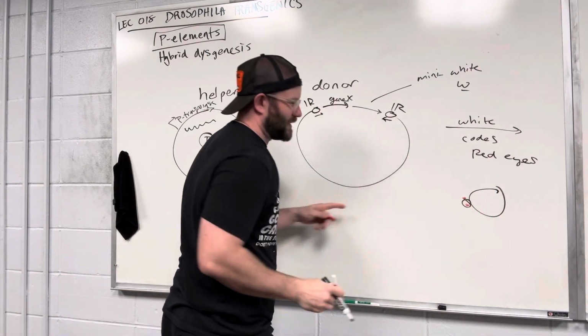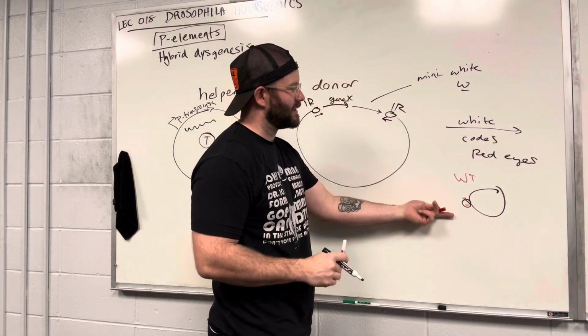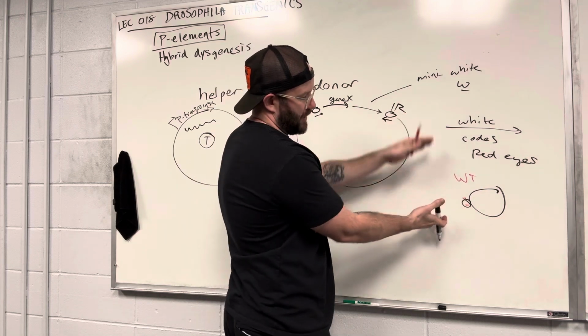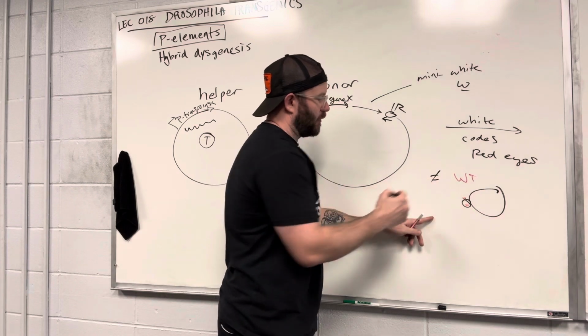Okay, in a normal Drosophila, this is wild type. So in a normal Drosophila, they have red eyes, okay? That means they have an intact copy of the white gene. When you do transgenics in Drosophila, you are never working with wild type.